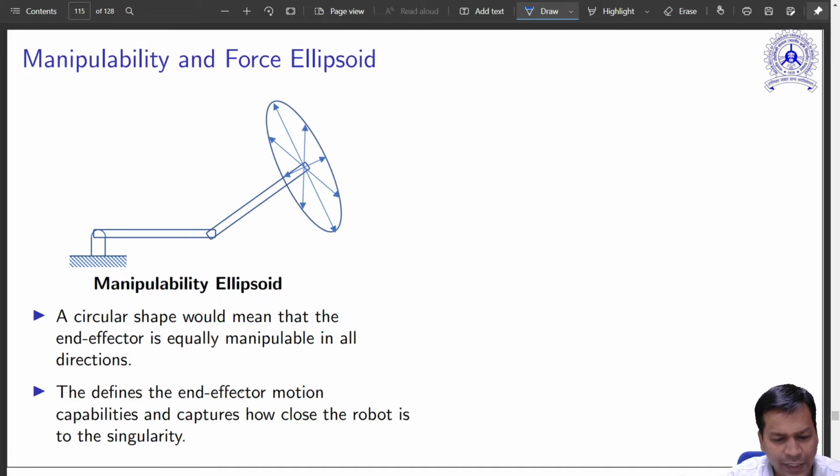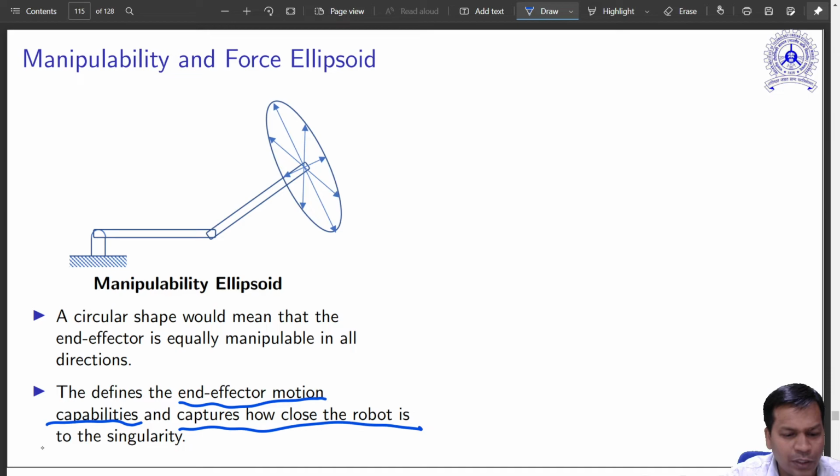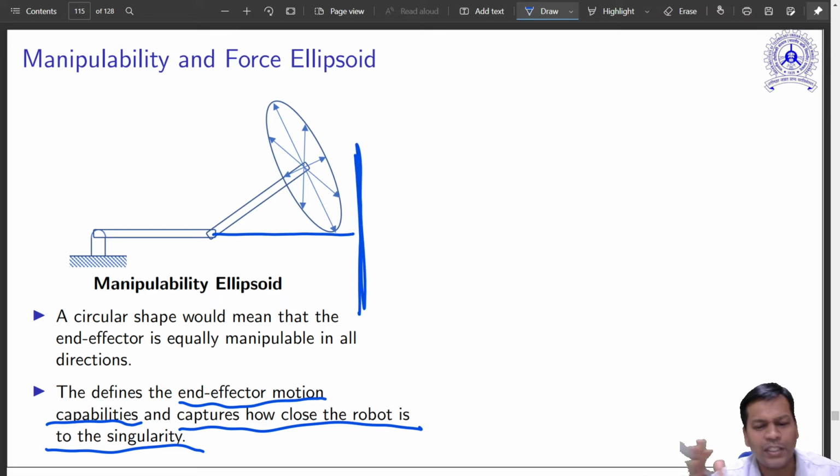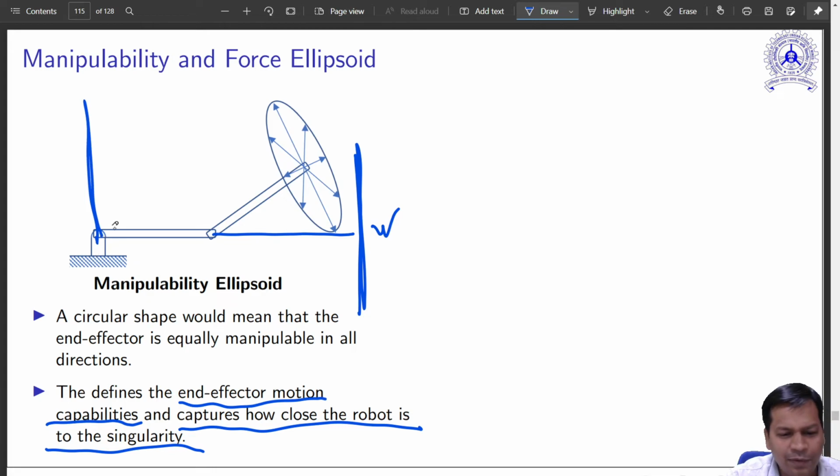This defines the end effector motion capabilities, and it captures how close the robot is to the singularity. If it is at the end, this ellipse will become something like a straight line. It will be in a fully collapsed condition, and then your robot is in a singular condition. Similarly, if it is fully enfolded, you will have a velocity ellipsoid something like this. That is another extreme where your robot is singular too. So this clearly gives you that picture as well, how close it is to the singularity and how well you are manipulable.